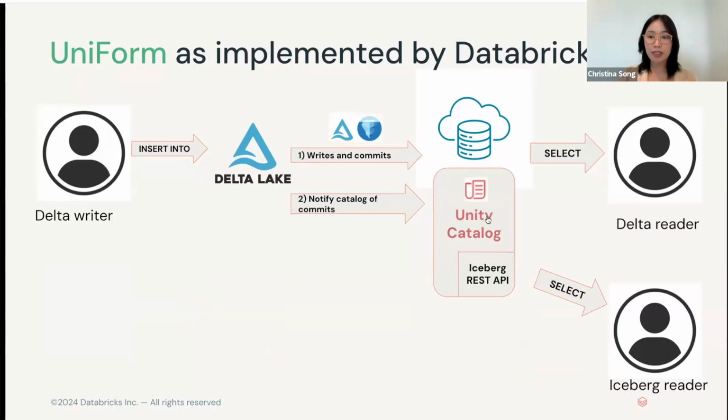And in particular, in Databricks, Unity Catalog exposes the Iceberg REST Catalog API, which many Iceberg readers can access in order to seamlessly read the Iceberg.